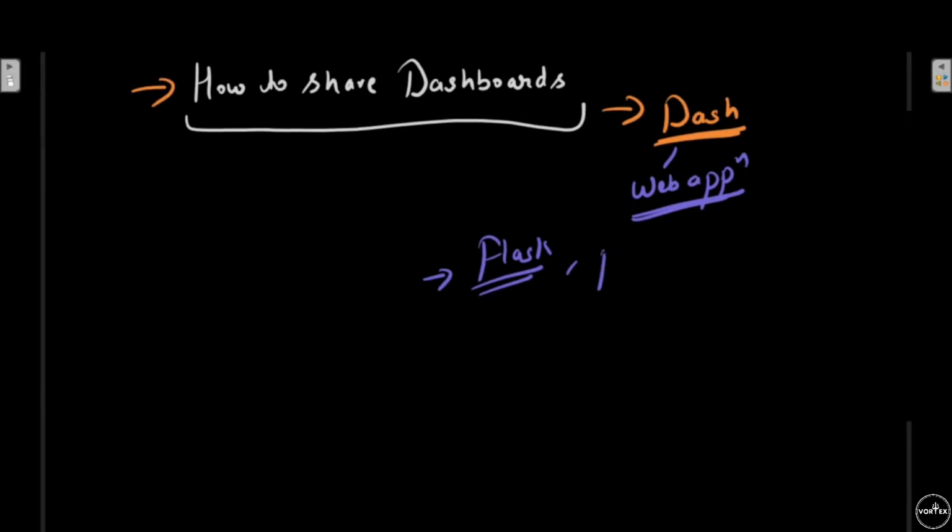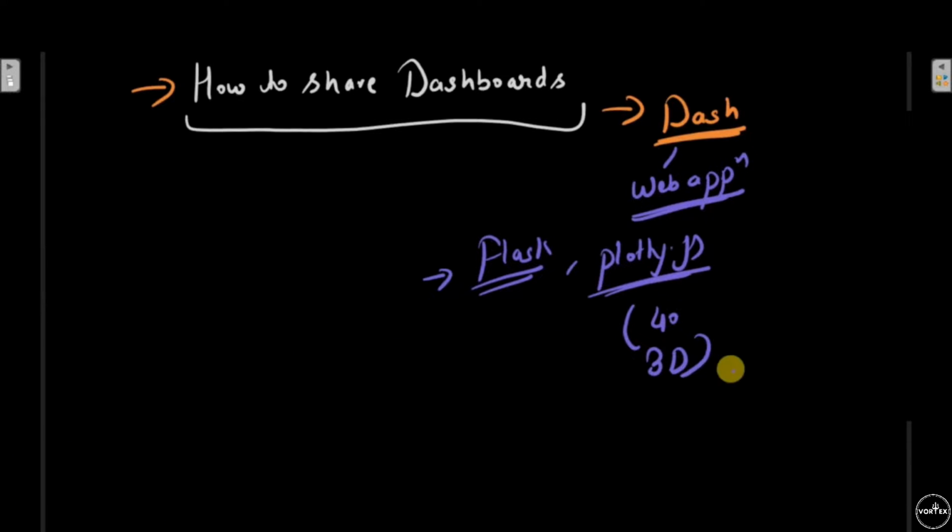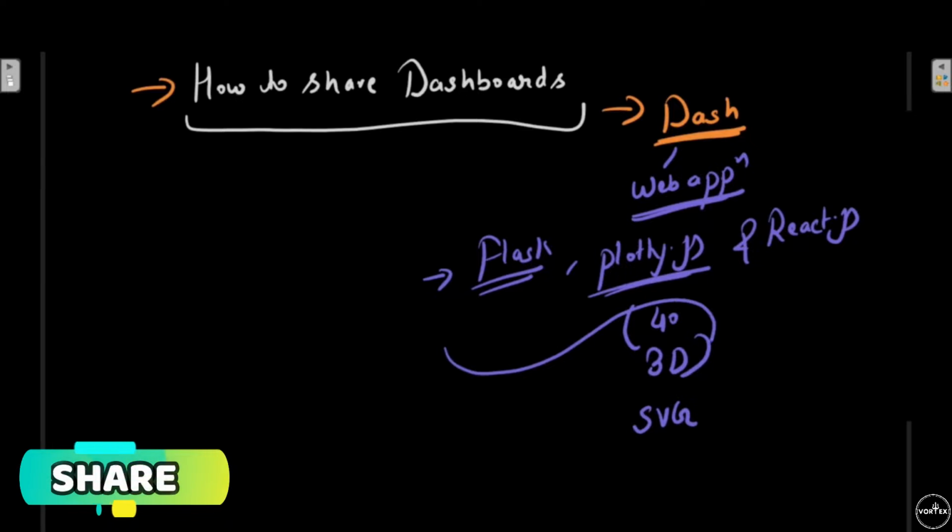There is something known as Plotly.js. It means Plotly JavaScript. It is typically a charting library which includes more than 40 chart types, some crazy 3-dimensional charts, some statistical graphs, and SVG maps as well. So Dash is built on top of Flask and Plotly.js, and it is also built on top of React.js. Internally, Dash uses all these 3 cores while deploying everything.